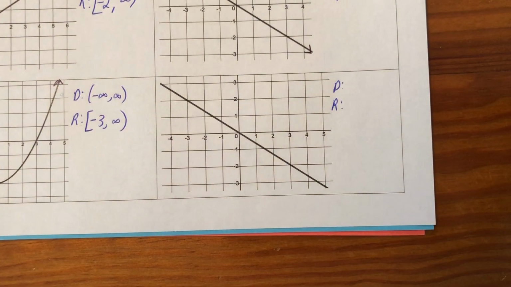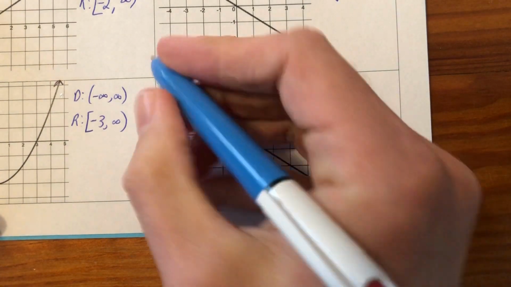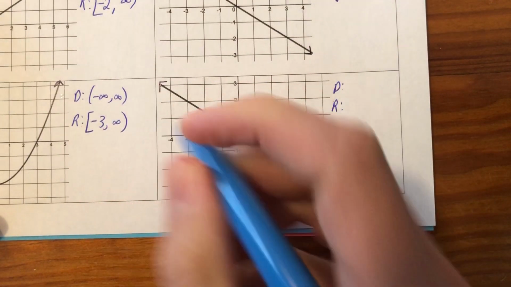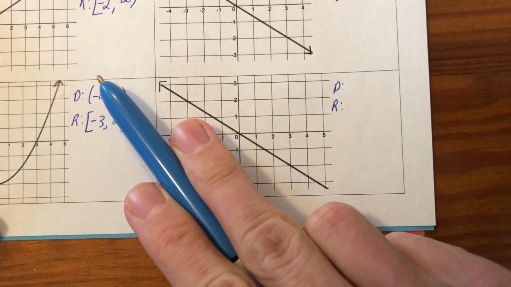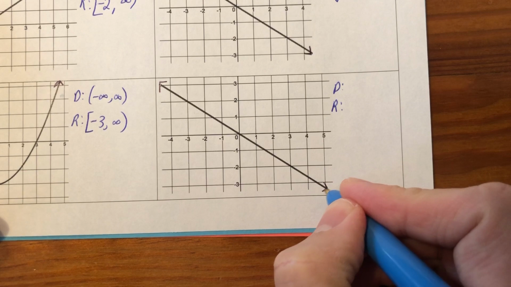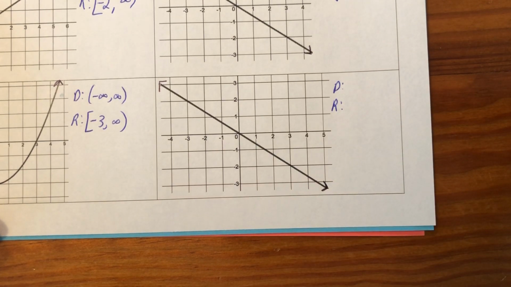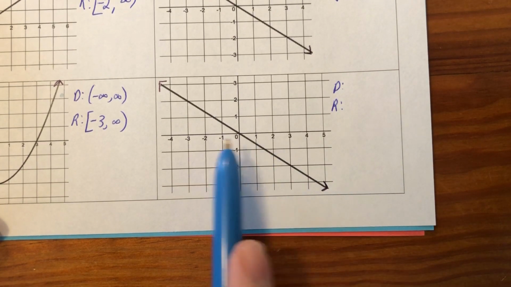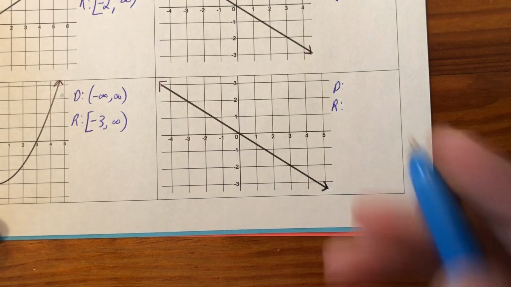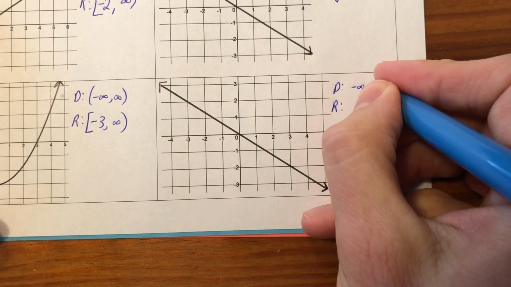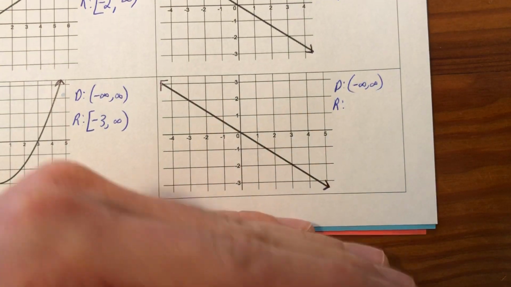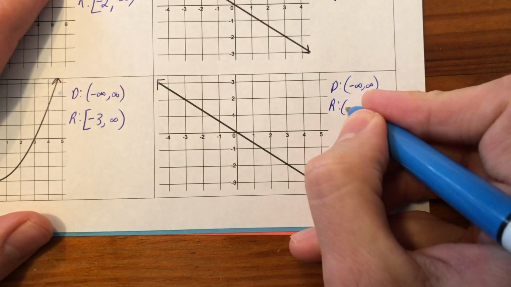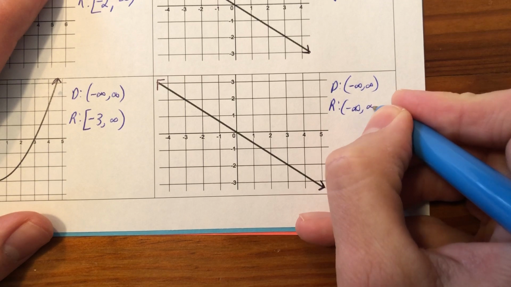The domain in this case, let's see, it goes up forever, and it goes to the left forever. This is going left and up. So it's going left forever and up forever. And here it's going right forever and down forever. So as it is going to the left forever and to the right forever, it goes from negative infinity to infinity. And I can't identify where it starts and ends on the y-axis either. So negative infinity to infinity.